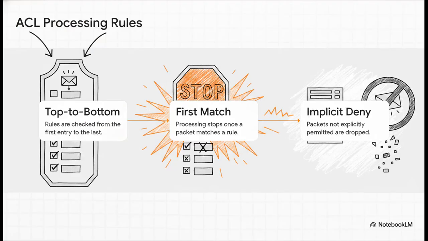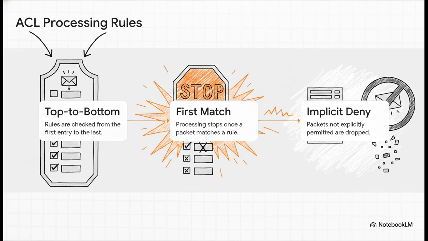Moving right along to Section 2, how ACL processing works. I want you to imagine following a single tiny data packet on its journey right up to a router's interface. The router puts that packet through a very rigid gauntlet. First, there's top-to-bottom processing. The router checks the packet against rule number 1. No match? Okay, it goes to rule 2, and so on, strictly chronologically. Second, and this is key, first match wins. As soon as a packet matches a rule, whether that rule says permit or deny, processing stops immediately. The rest of the list is completely ignored.